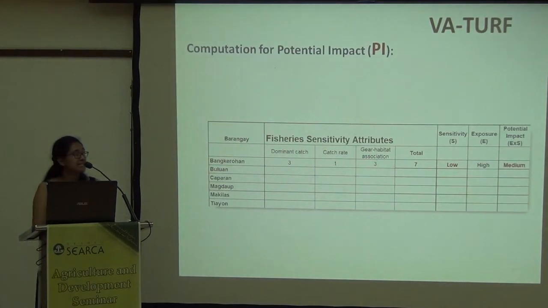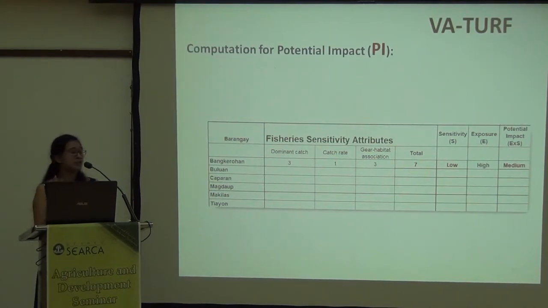So, this is how a score sheet looks like. Again, the scale of this tool is the barangay level. So we usually assess six barangays, depending on the funding of the project. So we have the sensitivity attributes, and then the scoring system again: low is 1 to 2, medium is 3 to 4, and 5 is high.